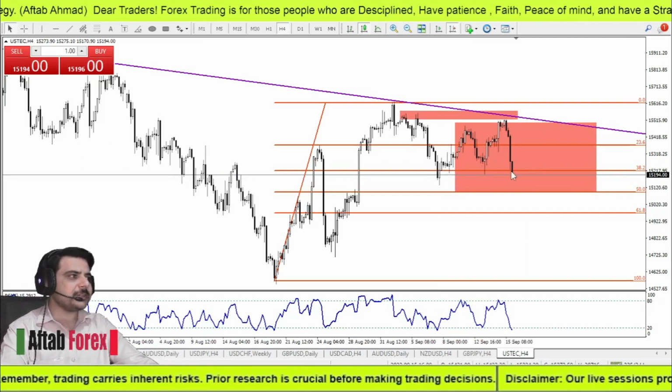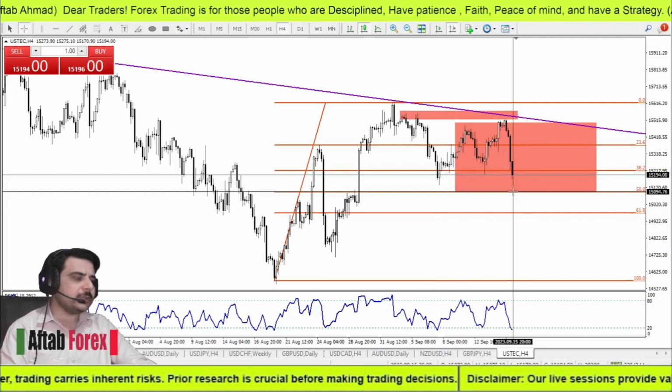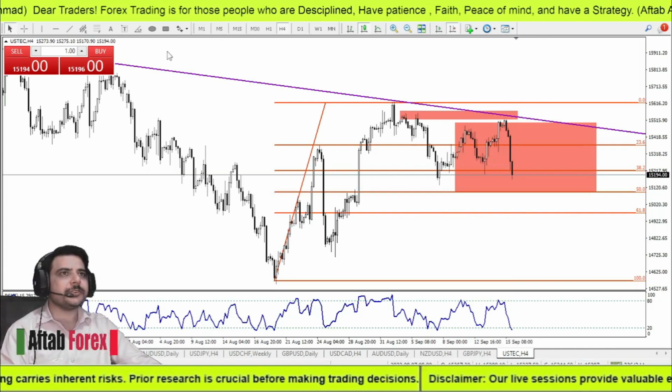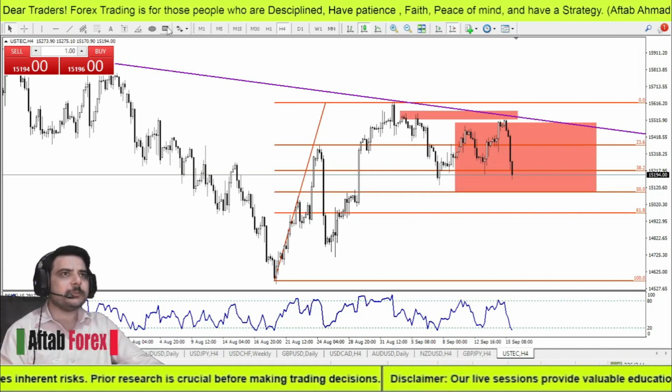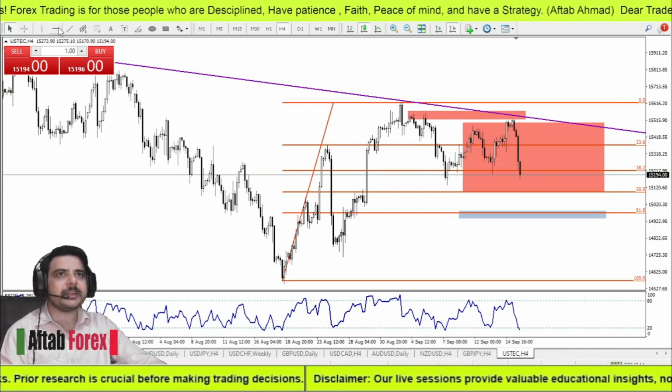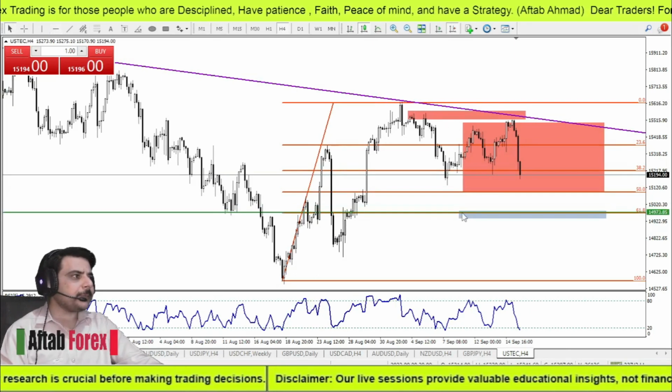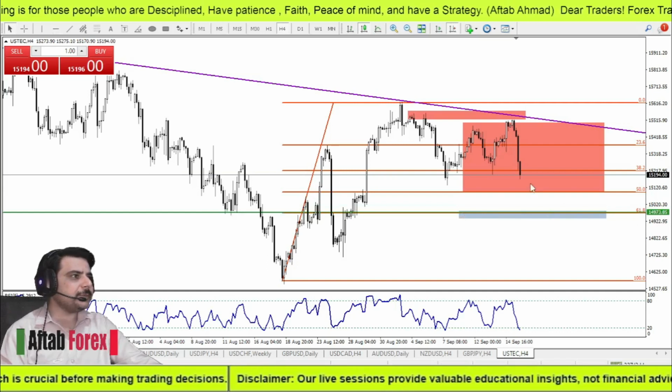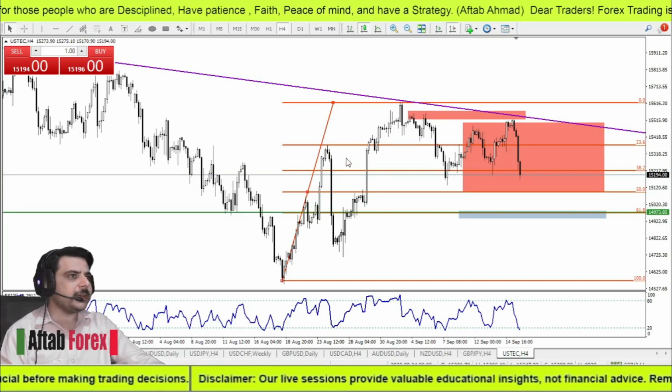38.2% retracement, it closed below. Now the 50 and then the 61.8% retracement. So those looking for buy opportunities, obviously 61.8% retracement at a price level of 14,973.85, this is going to be a good buy zone.